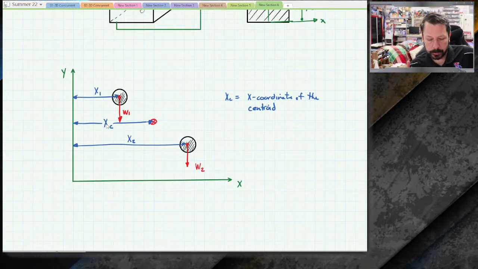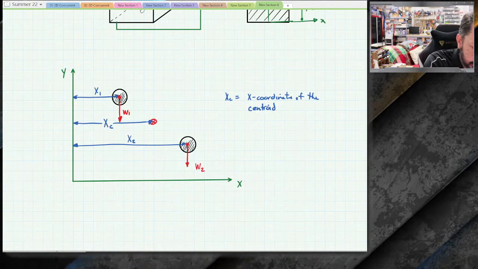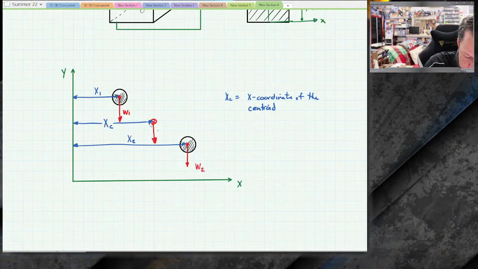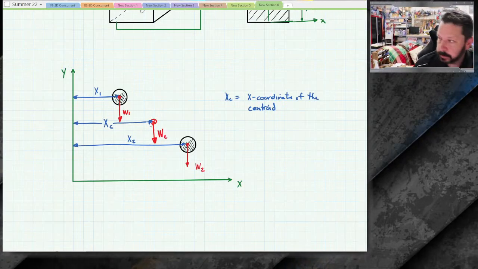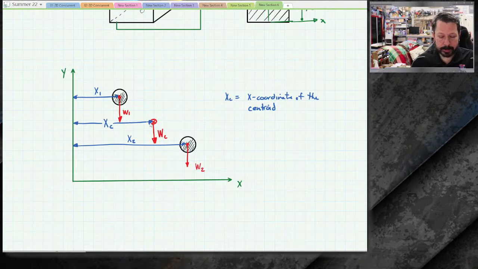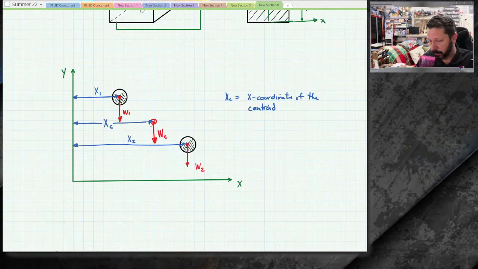I also know that this centroid has some weight of its own. I'll call that W sub C for now. All right, so all of that is just me defining things, nothing magical here.